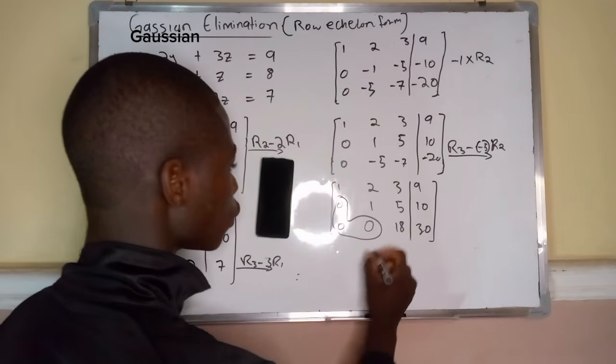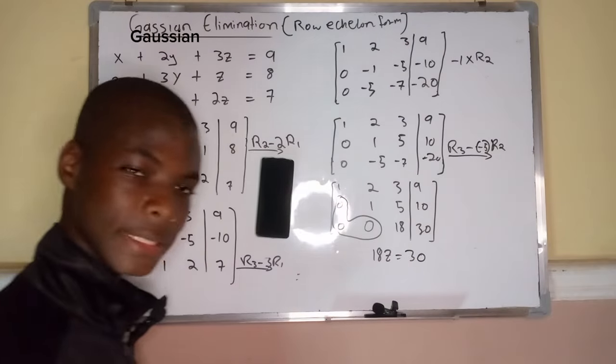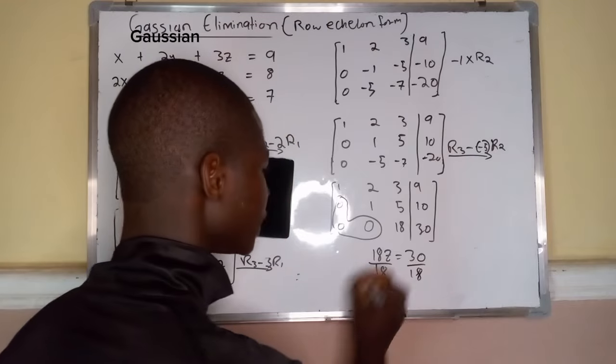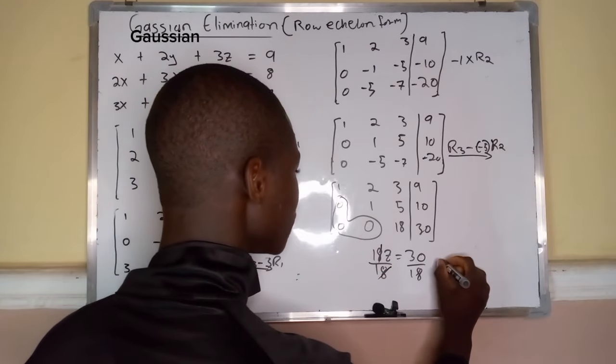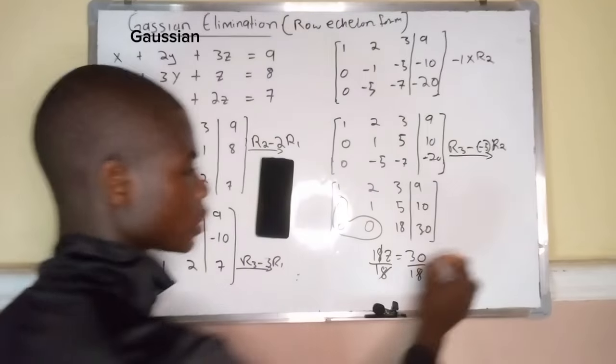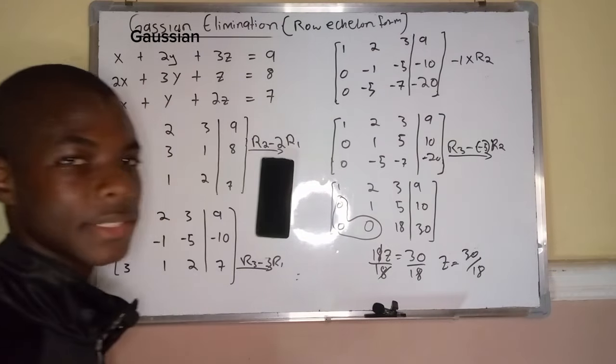So this is z. I will say 18z is equal to 30. If I divide both sides by 18, 18 will cancel 18. So therefore z is equal to 30 over 18.